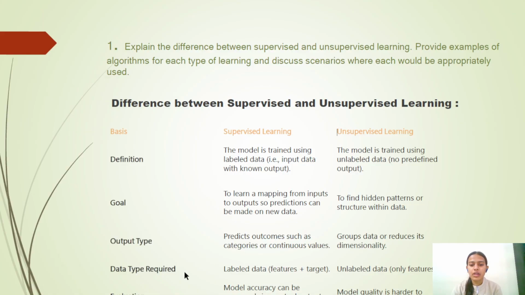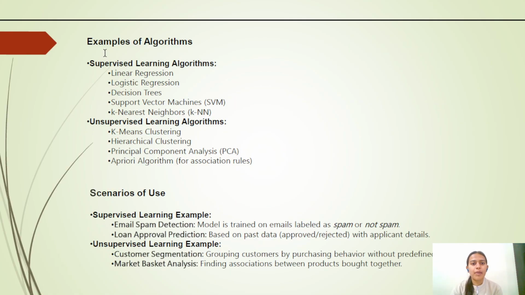Data type required: supervised learning needs labeled data, features plus target; unsupervised learning uses unlabeled data, only features. Evaluation: in supervised learning, model accuracy can be measured since actual outputs are known. In unsupervised learning, model quality is harder to compute. Examples of algorithms: supervised learning algorithms are linear and logistic regression, decision trees, support vector machines, k-nearest neighbor. Unsupervised learning algorithms are k-means clustering, hierarchical clustering, PCA, and association rules.